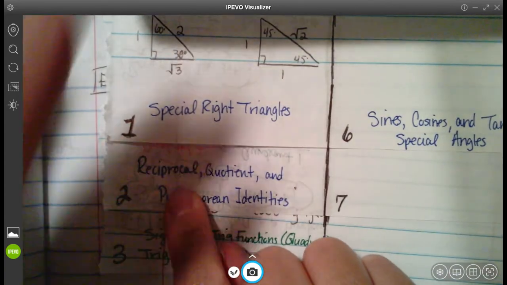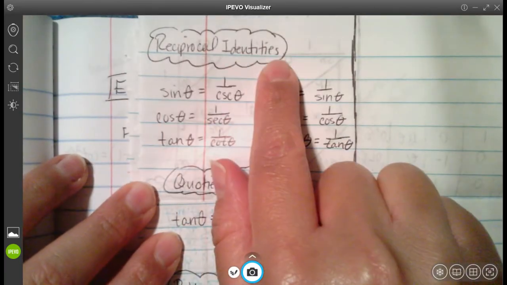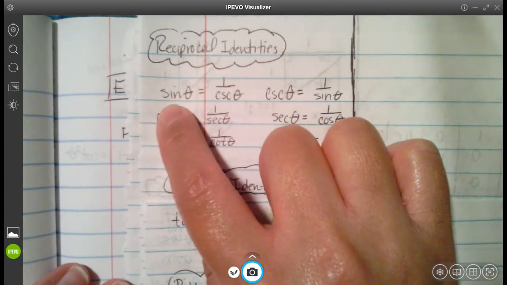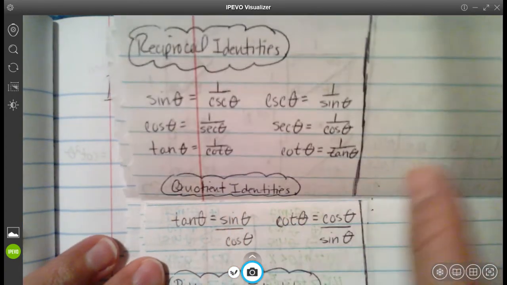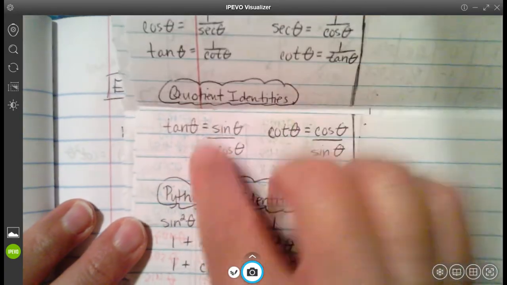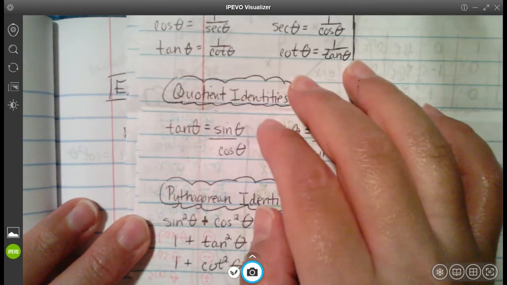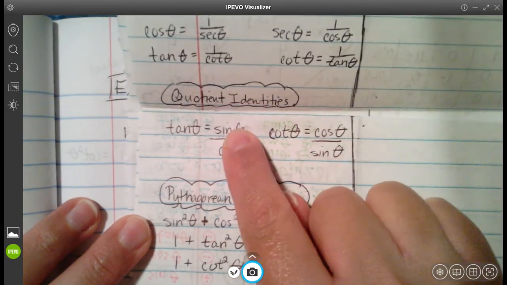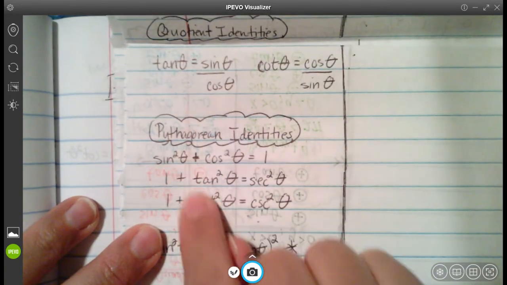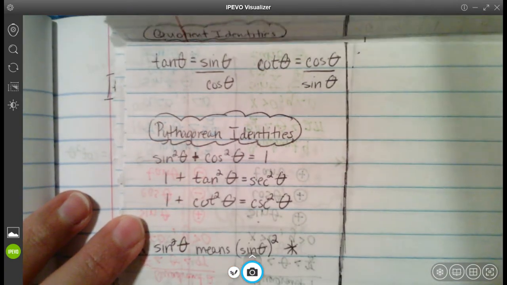Tab 2, if we look at this one, has all the identities. Well, the ones for this one anyway. We have reciprocal identities, basically the ones we already kind of know that these are reciprocals of each other. We have quotient identities. So these come in handy as well. Basically, tangent is sine over cosine, which makes sense because you're thinking y over x. Okay, cotangent is just the flip of that. And then we have these Pythagorean identities, which are a little interesting. We're probably going to use some of these for these examples.